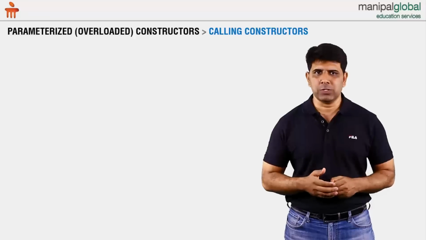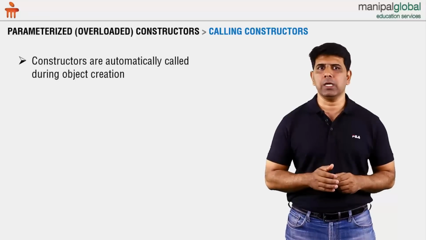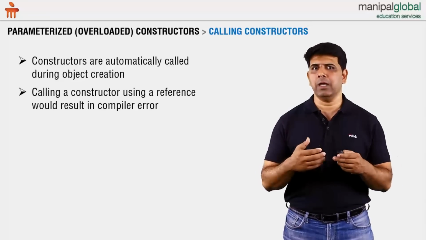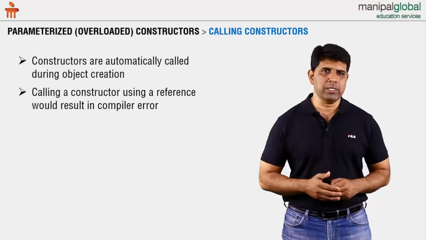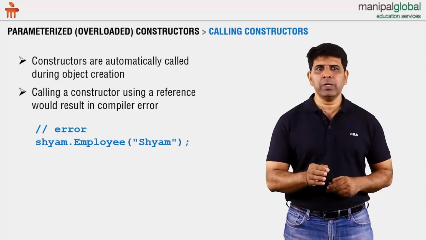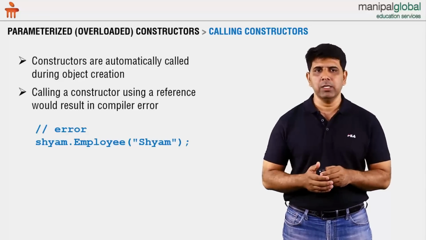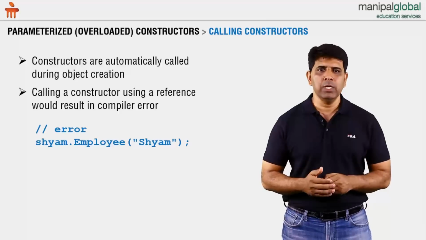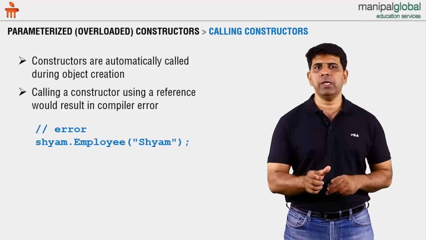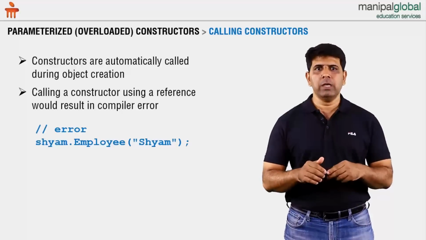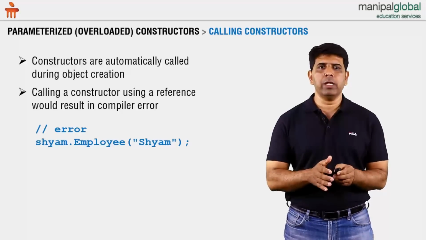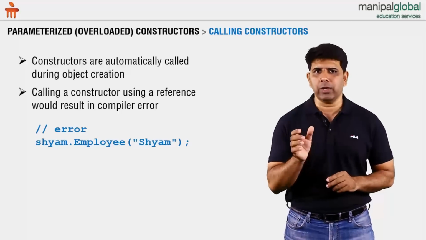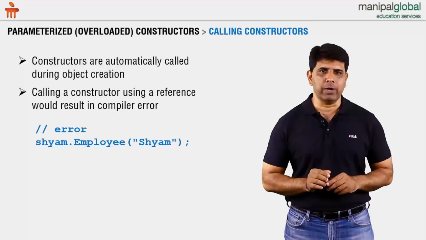So how do we call a constructor? Remember, constructors are automatically called during object creation. So calling a constructor using a reference, as in a method, will result in a compilation error. For example, Shyam is a reference of Employee pointing to an object, and now you are trying to reinitialize the name by saying Shyam.Employee of Shyam. This would be an error because Employee is not a method. In languages like C++, you cannot even have a method with this name. However, in Java, it is possible to have a method with the name Employee.